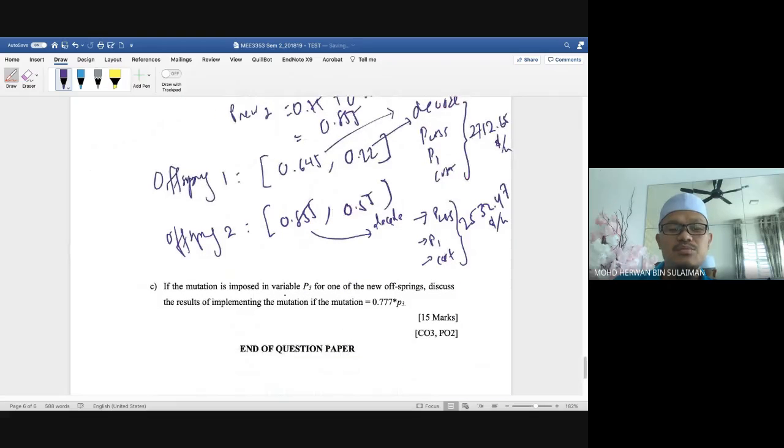Next, if the mutation is imposed in variable P3 for one of the new offsprings, discuss the result of implementing the mutation if the mutation is 0.777 times P3. So you need to select, this one is mutation, new offspring, right? So between these two, you just multiply 0.777 with this value, and then again you decode, calculate P loss, calculate P1, and calculate cost. You just select one of them. Then you can see whether, when implementing the mutation, the result is better or worse.